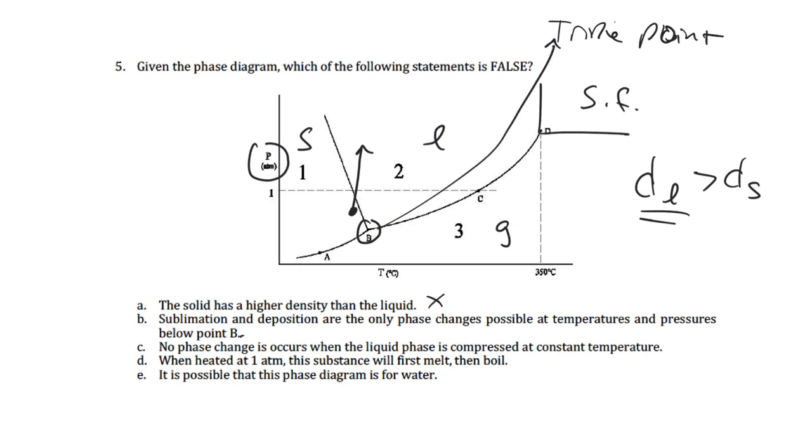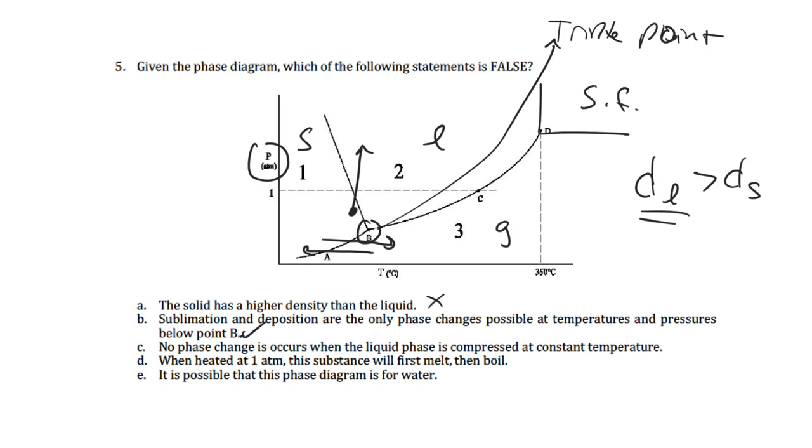So below the triple point, or at the triple point, is the coexistence of the three phases. It's where all three phases are in equilibrium with each other. But if you go below this point, then the solid can only go directly to the gas, and the gas can only go directly back to the solid. So that statement would be true. That sublimation and deposition is indeed the only phase change possible below the triple point.